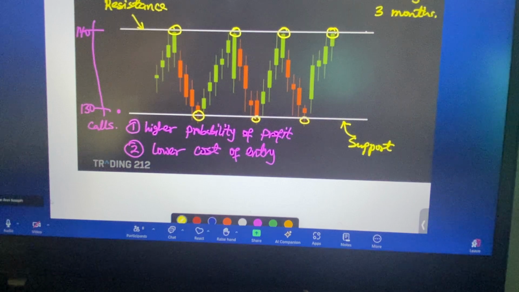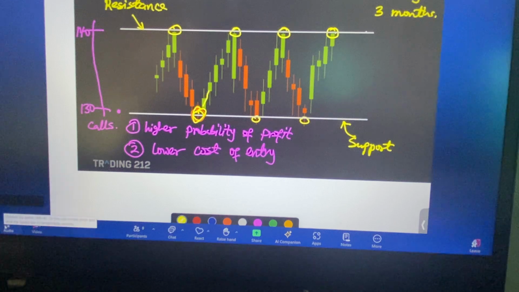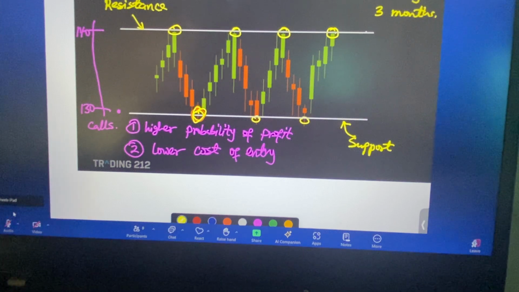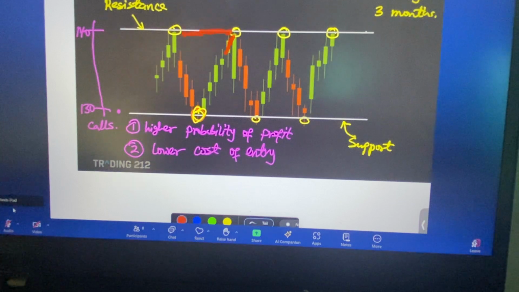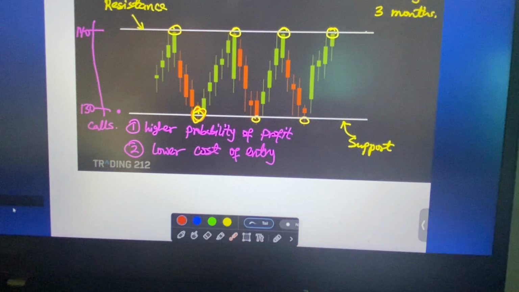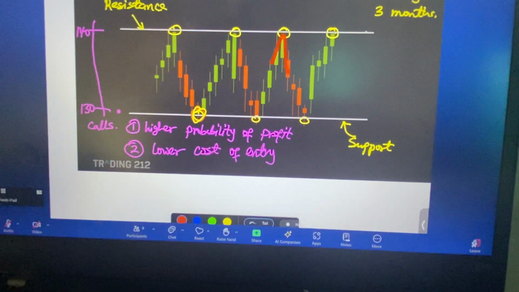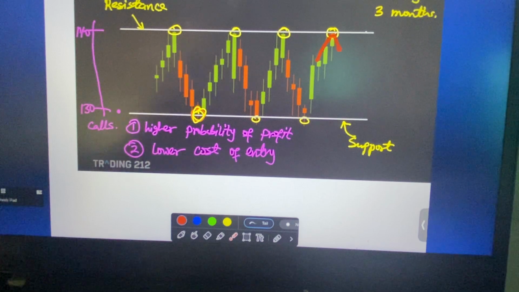At resistance. Yes, because if you are in this trade, you got in on calls down here. You've seen that time and time again, when the price gets to this resistance level, the price got rejected. Here again, the price got rejected. Here again, the price could get rejected.